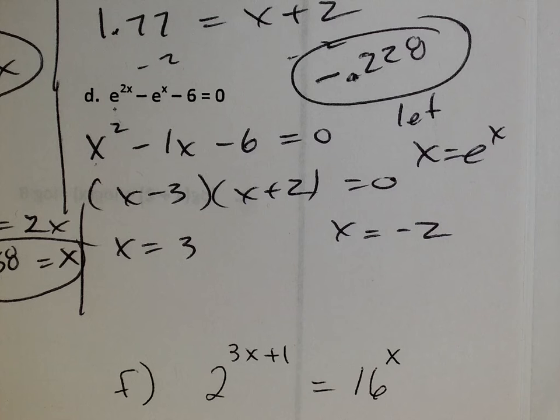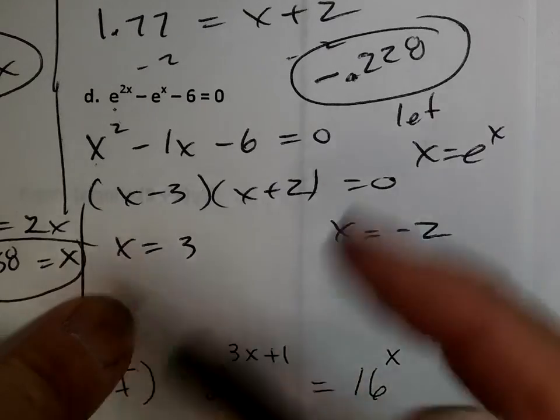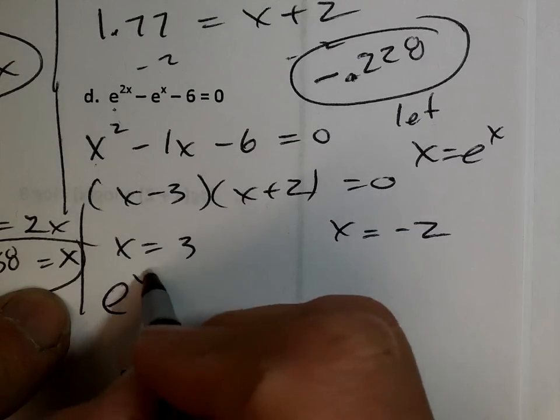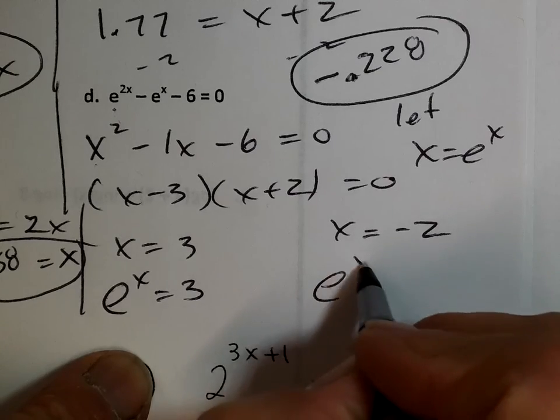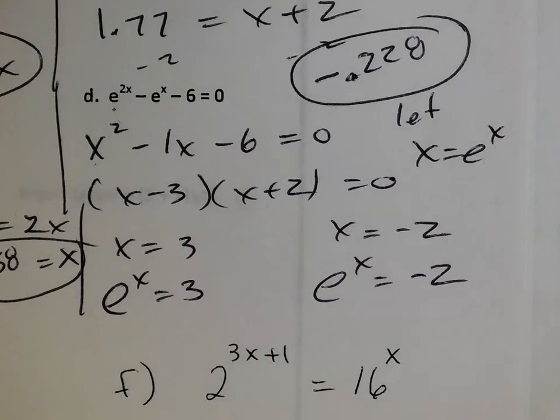Okay, now, what do we let x equal? We let x equal e to the x, didn't we? So instead of writing x, we're going to put back in e to the x. We'll rewrite this as e to the x equals 3, and we rewrite this as e to the x equals negative 2. How am I doing? This is a hard problem.